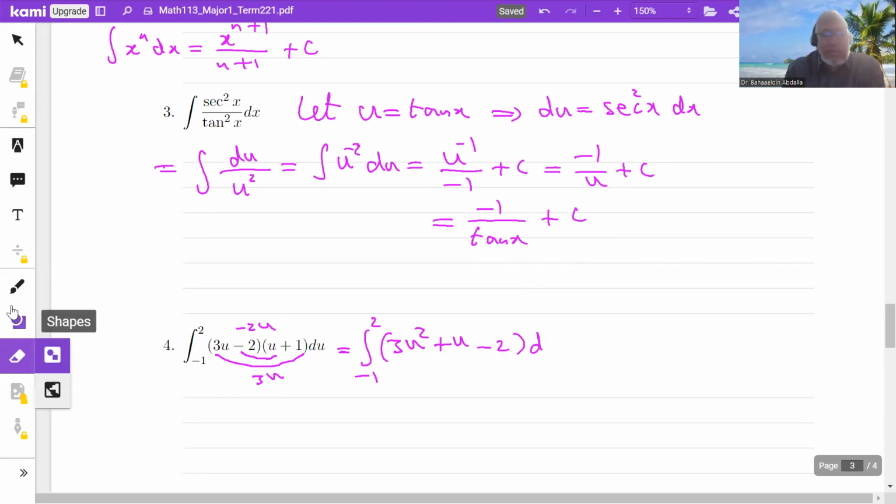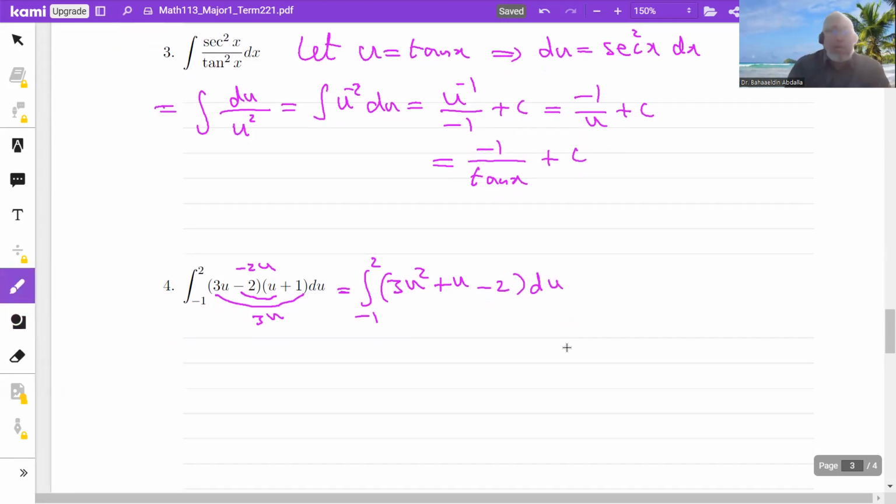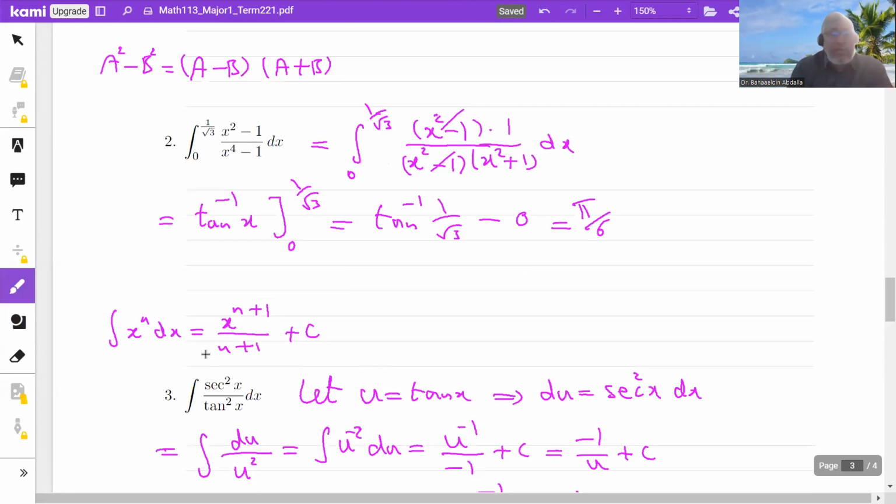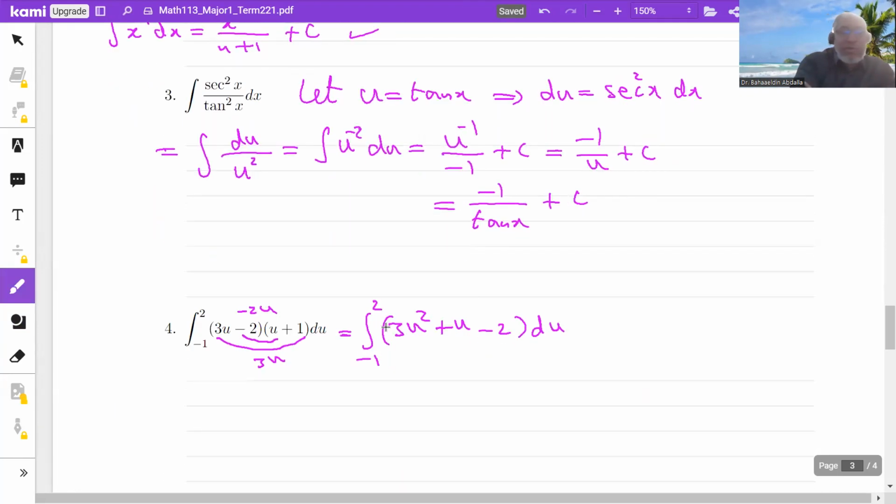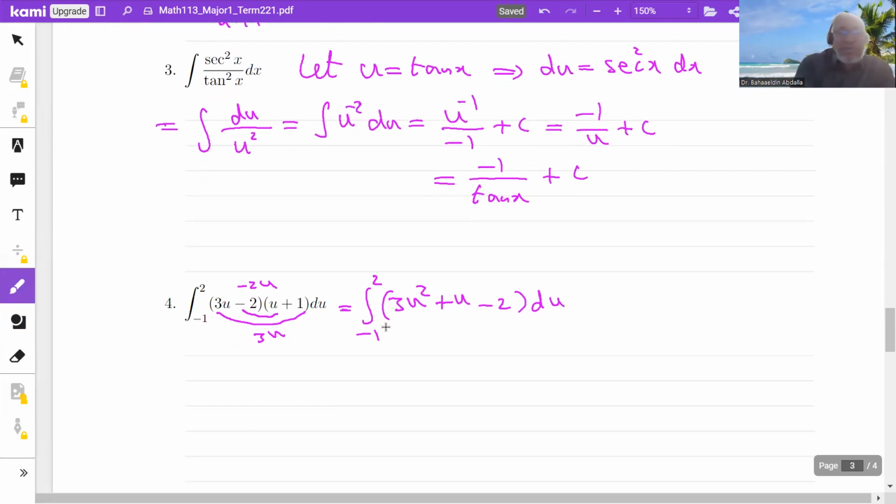And this integral is easy, because you can use this formula again. Okay, so the answer would be 3 u cube over 3. You can take the 3 out because it's a constant, plus the integral of u is u to the power 2 over 2 if you add 1 to the power, and the integral of negative 2 is negative 2u, from negative 1 to 2.